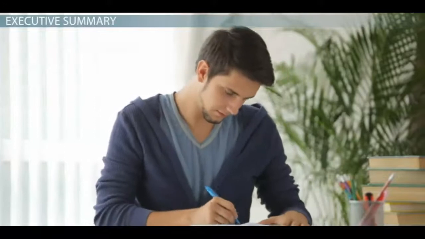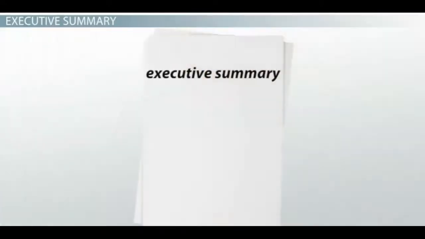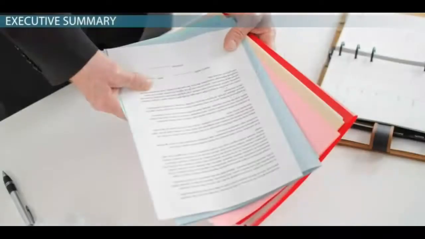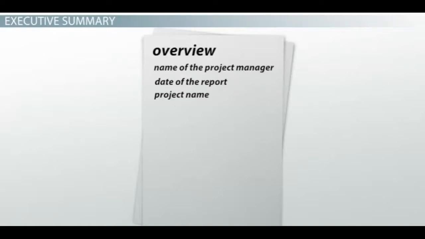This is the meat and potatoes of your checklist. The executive summary should include identifiers, which are responsible for introducing elements of your project to anyone who wants to view it, including the project managers themselves, as well as other stakeholders. In the overview, project identifiers such as the name of the project manager, date of the report, and the project name should be notated near the top.